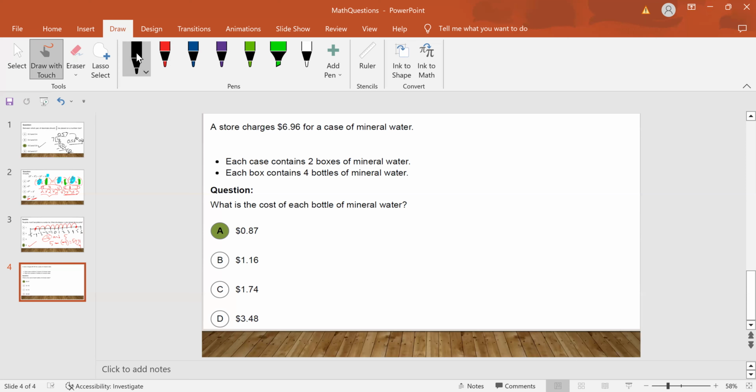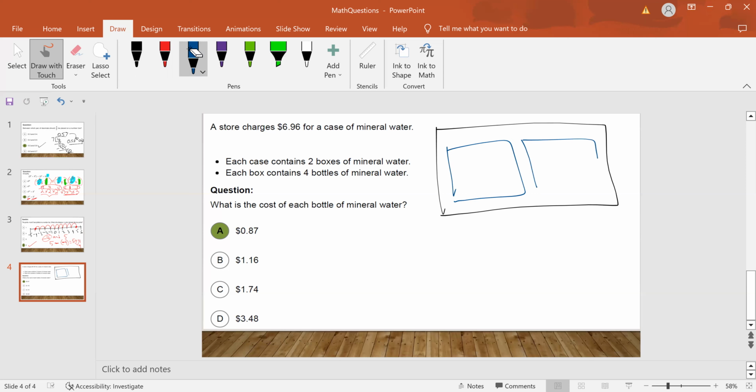Let's explain it. Again, let's make a diagram that will help us to better understand what is going on here. So we see each case contains 2 boxes of mineral water. A store charges $6.96 for a case of mineral water. So we assume that this is the case of mineral water. And they say each case contains 2 boxes of mineral water. So we have our 2 boxes of mineral water here.